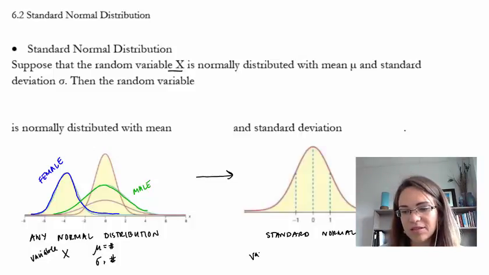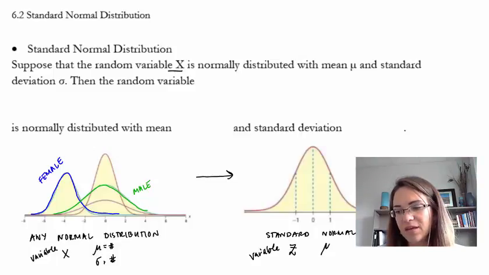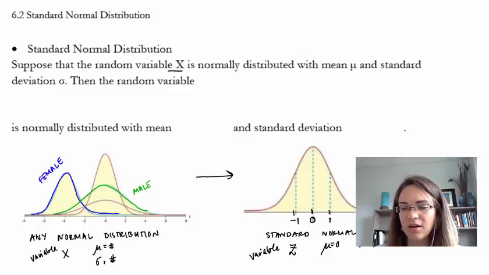Where the variable is now z, and the mean is 0 and the standard deviation is 1. You see that indicated here on the curve. The mean is 0, the standard deviation is 1, -1, or 1 standard deviation from the mean where we have the inflection points. So that's a transformation. We can get there by taking all the x values, subtracting the mean of that population, and dividing by the standard deviation of that population.